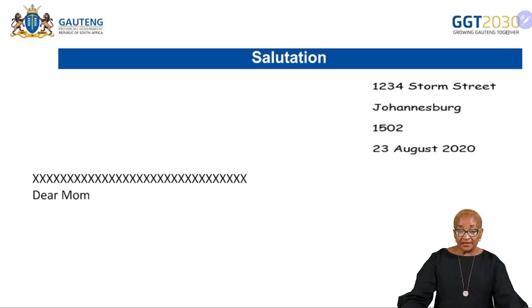Look at that. That is an example of the address and our greetings. The address there is 1234 Storm Street, Johannesburg, 1502, 23 August 2020. A line has been skipped, and then we've got the greetings, Dear Mom.